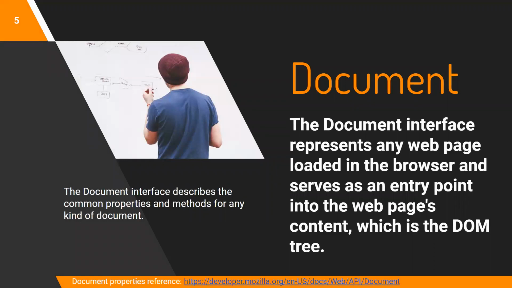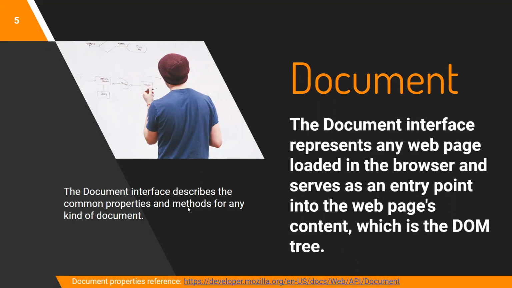And so what's the document? The document interface is the representation of any web page loaded in the web browser, and it serves as an entry point into the web page's content, which is a DOM tree. Let's keep this in mind. The document is not like a simple piece of paper, right? It is a tree because the DOM consists of child elements, parent elements. There are different levels, hierarchies, containers, contained elements, and many others.